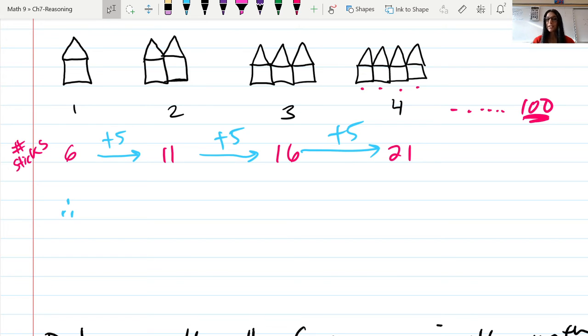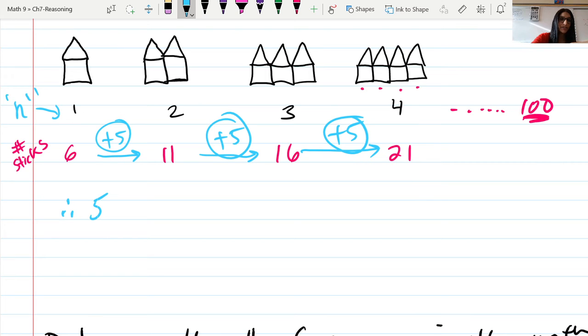Remember y equals mx plus b? Well, this follows a similar type of pattern. We would take the number of sticks, and we would take a look at the difference. So remember, we've talked about common difference. This plus 5 is like the common difference that comes up. I'm going to call that 5. I'm going to call this diagram number n. We've used this in the past, so 5n.